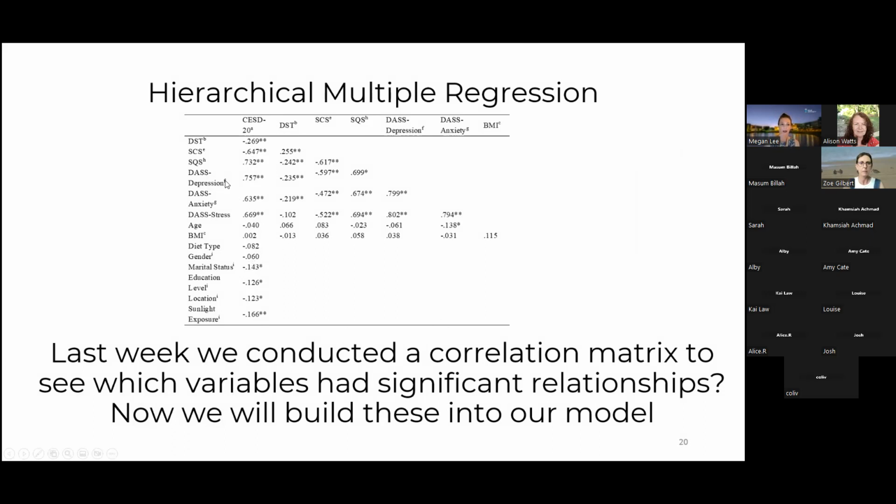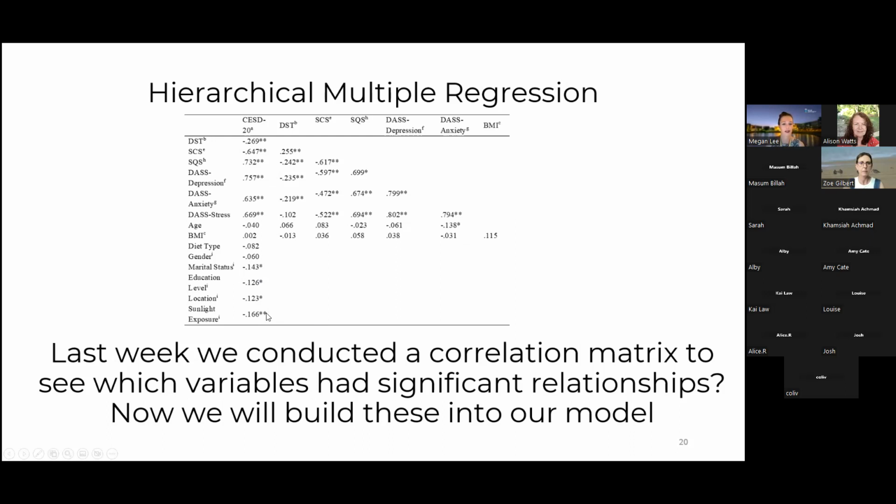And we found this out last week that diet quality was significant, social connection, sleep quality. The DAS depression, of course, should be, because if you're measuring clinical depression with depressive symptoms in the population, they should definitely be correlated. I'm actually surprised it's not higher than that. We've got anxiety, we've got stress. Age is not significant, BMI is not significant. Diet type was not significant, so whether you're a vegan or a vegetarian didn't change your depressive symptoms. Gender wasn't significant, but marital status, education level, geographical location, and sunlight exposure were.